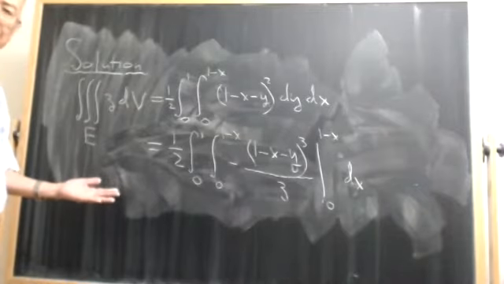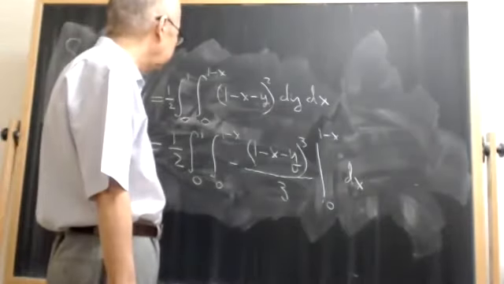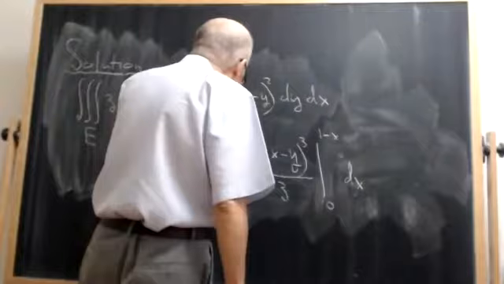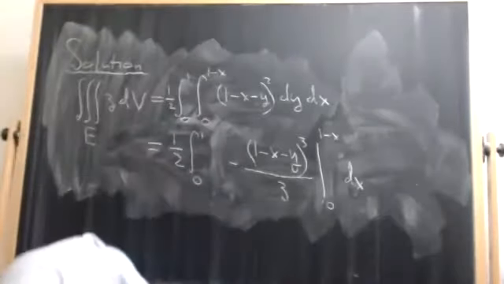Excuse me, Prof. I think you left one of the integrals. Don't you have to take the integral from 0 to 1 minus x? You are right. Just put a bracket around it. And I have a bracket around it.